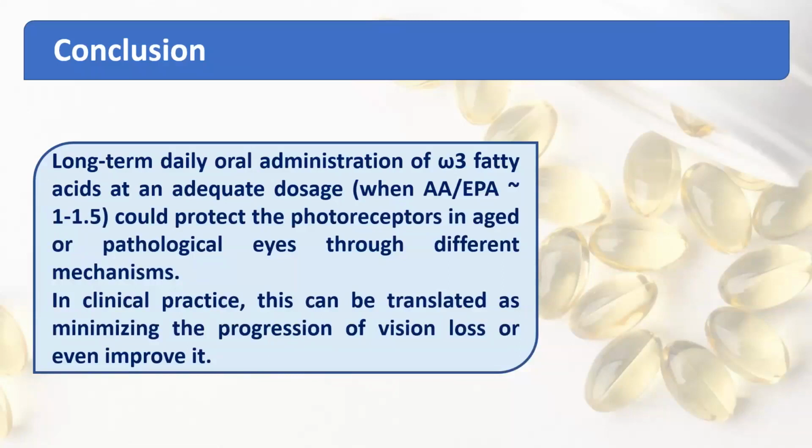So what is the conclusion that we can draw from these studies? Basically, you need to eat more fish. That's the important point. So long-term daily oral administration of omega-3 fatty acids at an adequate dose, when you can actually incorporate EPA into the retina, can protect the photoreceptors in either aged healthy mice or pathological eyes through different mechanisms. Now, if we can translate this in a clinical setting, that means that you can minimize the progression of vision loss, or you can even improve it.